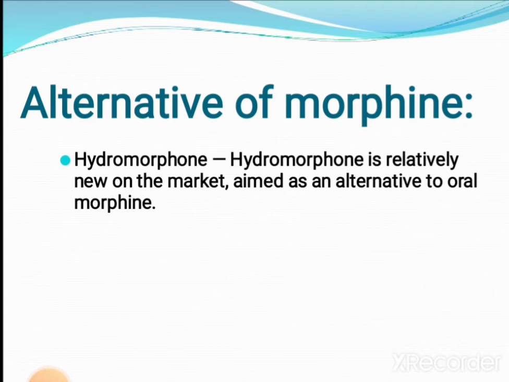Alternatives, which are used in place of morphine. Hydromorphone is relatively new on the market, a new molecule aimed as an alternative to oral morphine, used in place of morphine. It has come to the market lately.